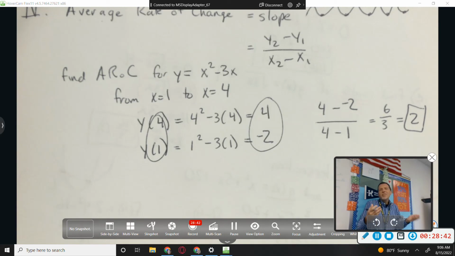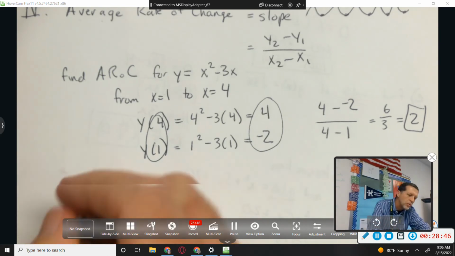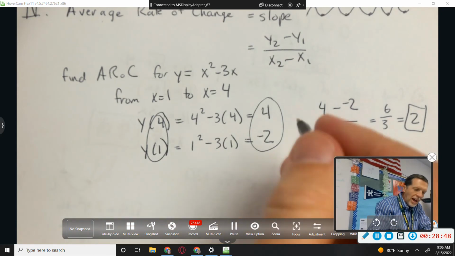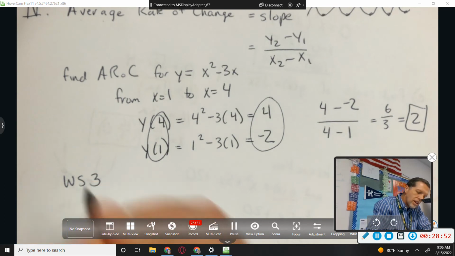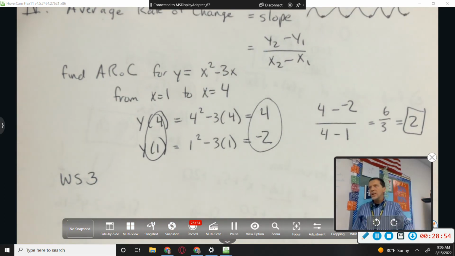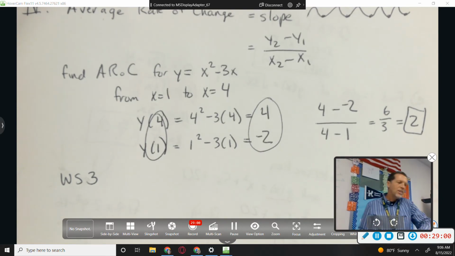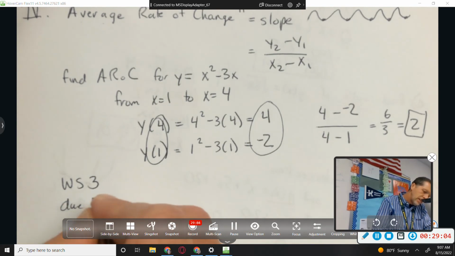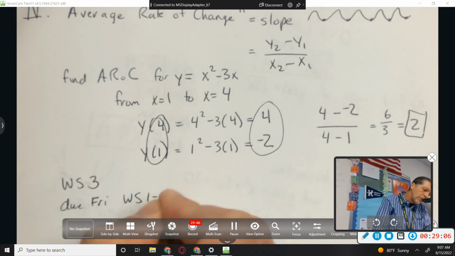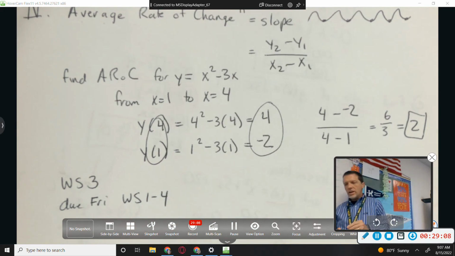So everything we do today is like you've kind of done it before, but now we're putting maybe some new names on it. Some of you look like you'd seen average rate of change before. So today's assignment is worksheet 3. Again, done it all before, but how good is your factoring? If you remember all this stuff. Reminder that due Friday are worksheets 1 through 4. Answers for worksheet 3 are posted already.